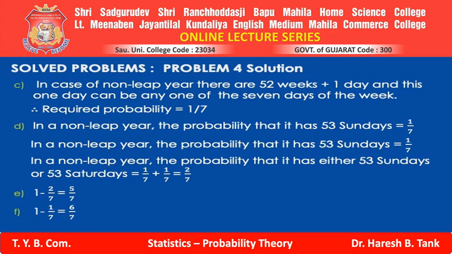In a non-leap year, the probability that it has 53 Sundays becomes 1 by 7. Saturdays also becomes 1 by 7. In a non-leap year, the probability that it has either 53 Sundays or 53 Saturdays becomes either or. When you say either or, it is union. But in this case, since it is only 1 day, they are mutually exclusive. Since they are mutually exclusive, it is nothing but the sum of individual probabilities, because A intersection B may not occur at all in this case. So it is 1 by 7 plus 1 by 7 comes to 2 by 7.